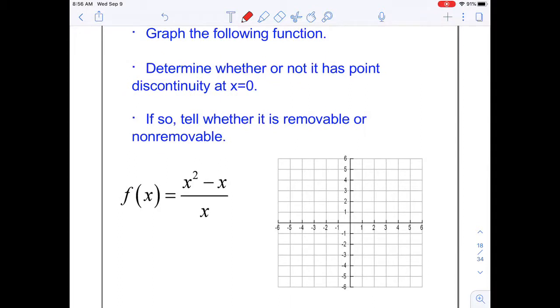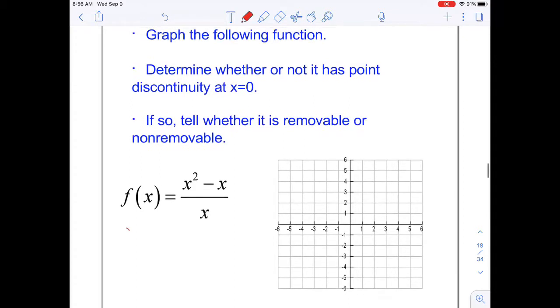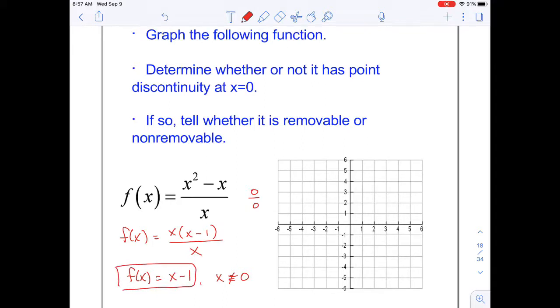Next, graph the following function, determine whether or not it has a point discontinuity at x equals 0, and if so, tell whether it's removable or non-removable. So we have to go ahead and graph this. We're going to factor out an x minus 1 over x. We know that we can cancel out the x's, and f of x will equal x minus 1, but it only equals x minus 1 if x doesn't equal 0. Because if x is equal to 0 in the original problem, you would get 0 over 0.